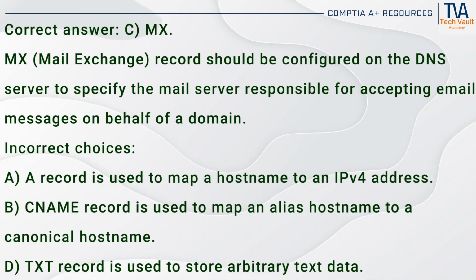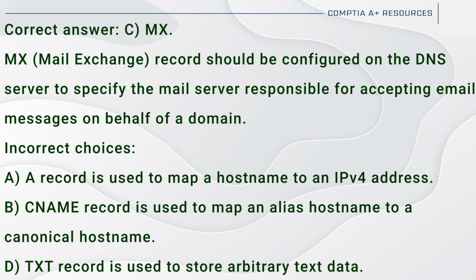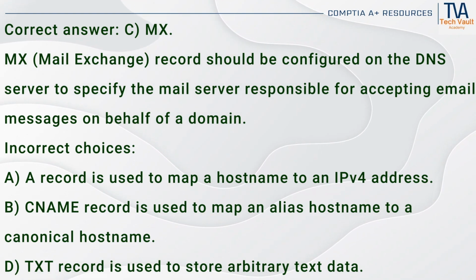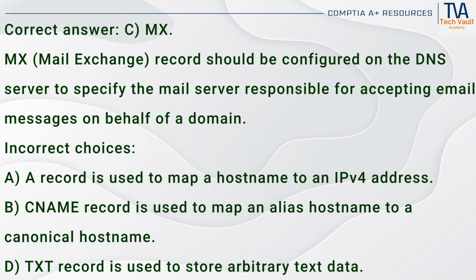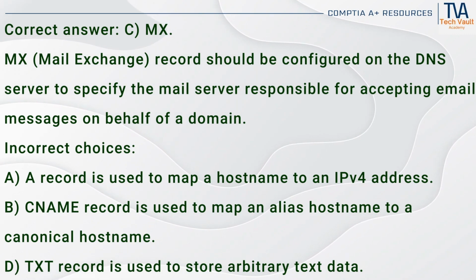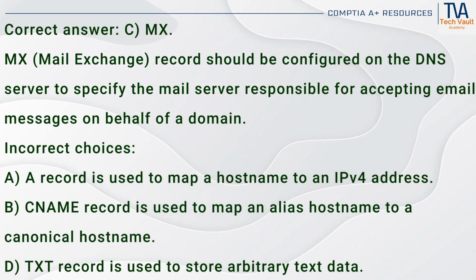Correct answer, C, MX. MX, mail exchange. Record should be configured on the DNS server to specify the mail server responsible for accepting email messages on behalf of a domain. Incorrect choices. A record is used to map a hostname to an IPv4 address. B, CNAME record is used to map an alias hostname to a canonical hostname. D, TXT record is used to store arbitrary text data.